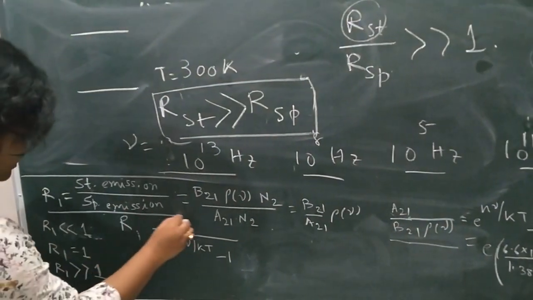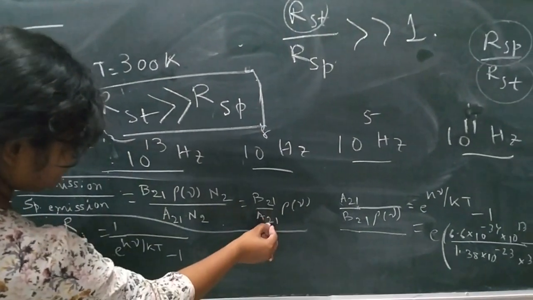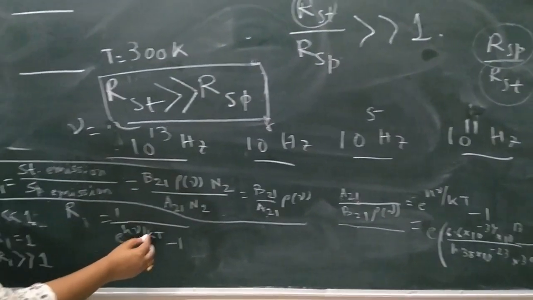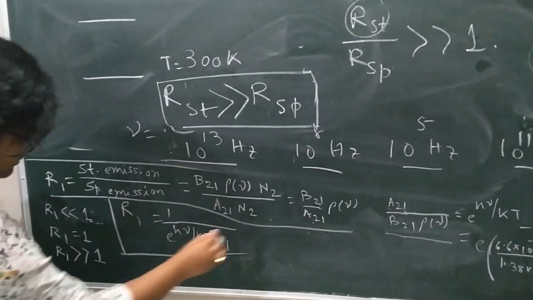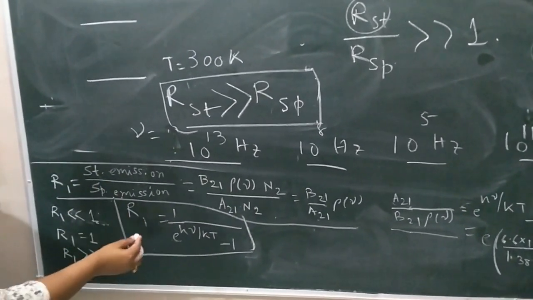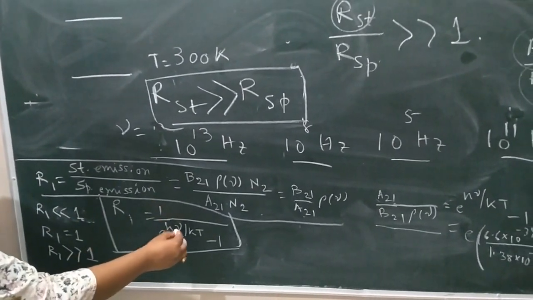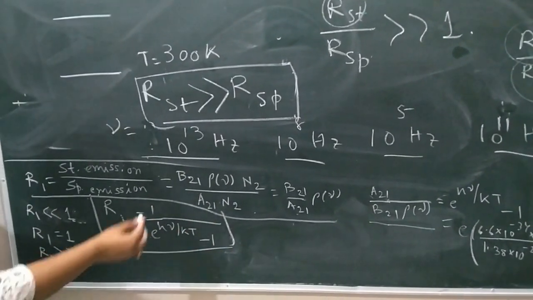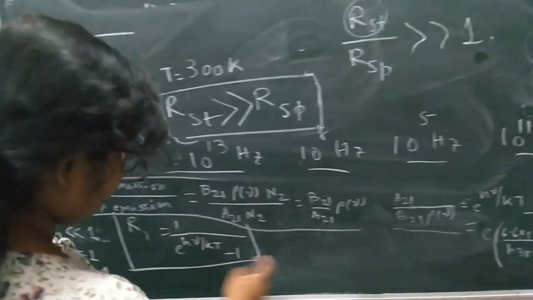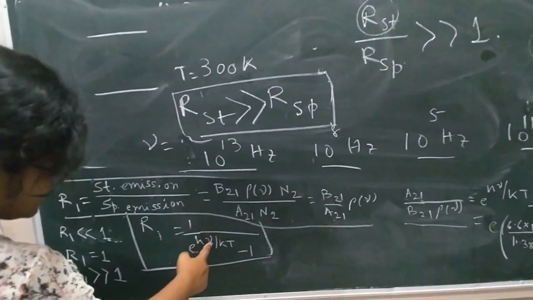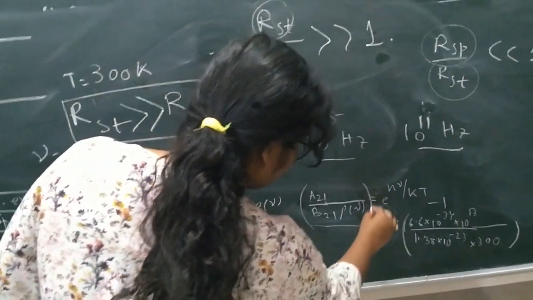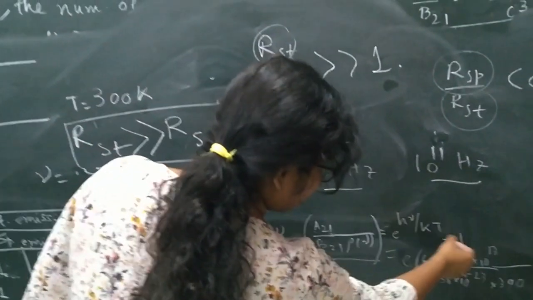So this formula, B21 by A21 into rho nu equals 1 by e to the power h nu by kT minus 1. You have to remember this formula: the stimulated emission rate divided by spontaneous emission rate equals 1 by exponential of h nu by kT minus 1. So you find out the ratio of the two emissions, and if you don't write it like that, you write it this way: A21 by B21 into rho nu equals e to the power h nu by kT minus 1.